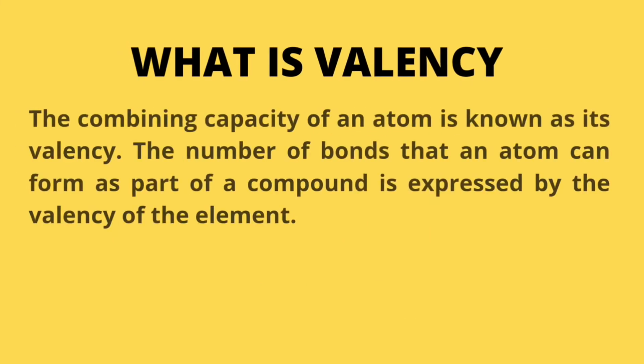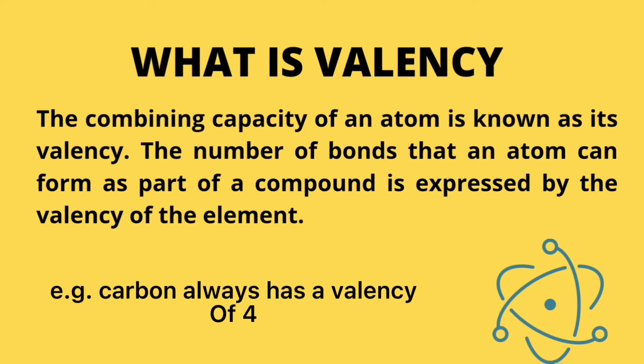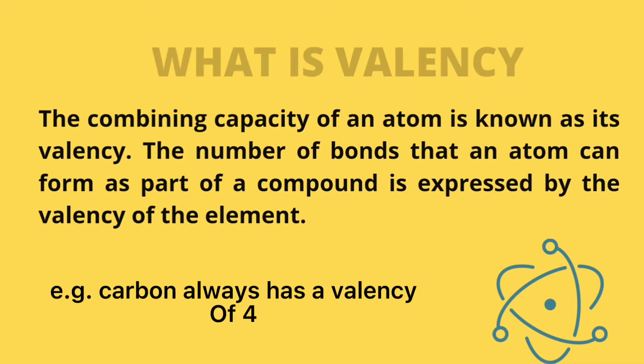In this video, we will discuss valency. So what is valency? The combining capacity of an atom is known as its valency. The number of bonds that an atom can form as part of a compound is expressed by the valency of the element. For example, carbon has a valency of 4. It means 4 hydrogens can combine with 1 carbon to complete its valency.